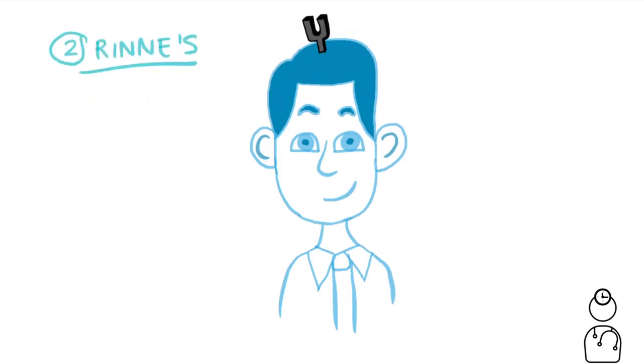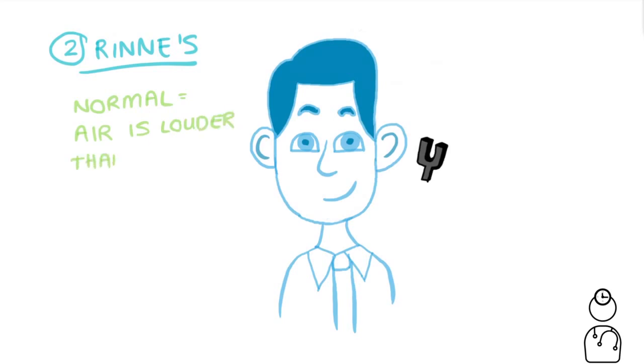Now we can move on to the Rinne's test. We need to strike the tuning fork and hold it on Bob's mastoid process. We ask him if he can hear the sound and then to tell us when he can't hear it anymore. This will measure bone conduction. Once he stops hearing the sound through the mastoid process, we move the tuning fork right next to his ear. This will measure air conduction. In a normal situation, Bob will say that the sound was louder when the tuning fork was next to his ear than when it was on the mastoid process.